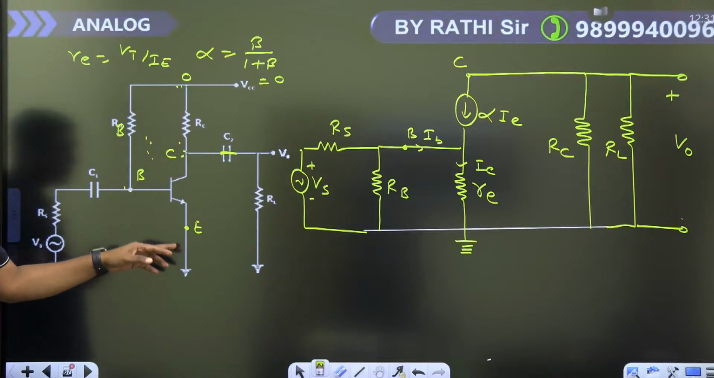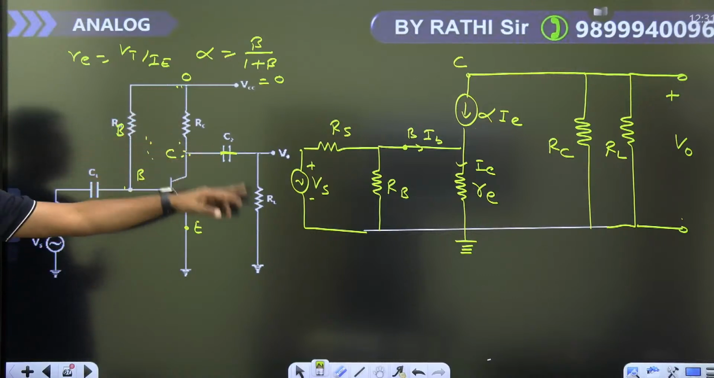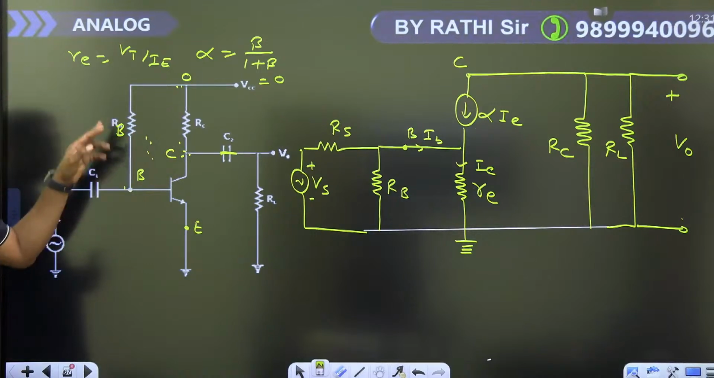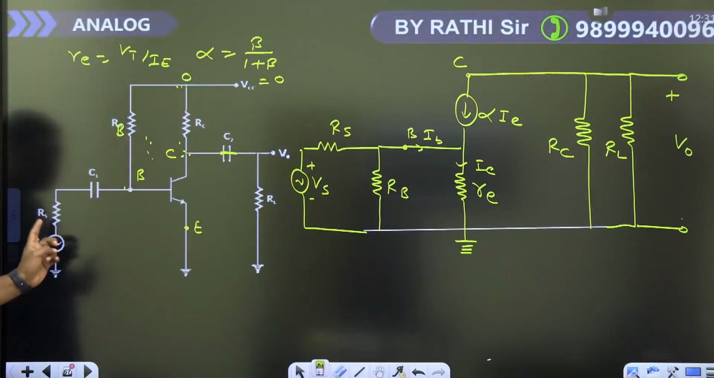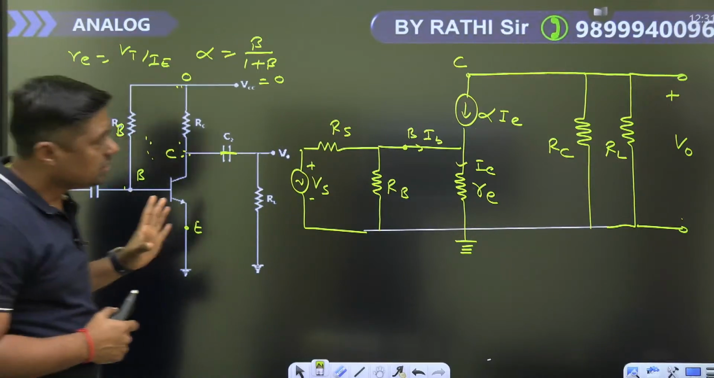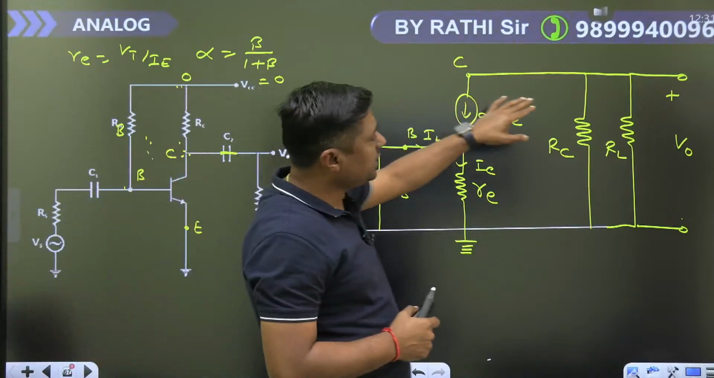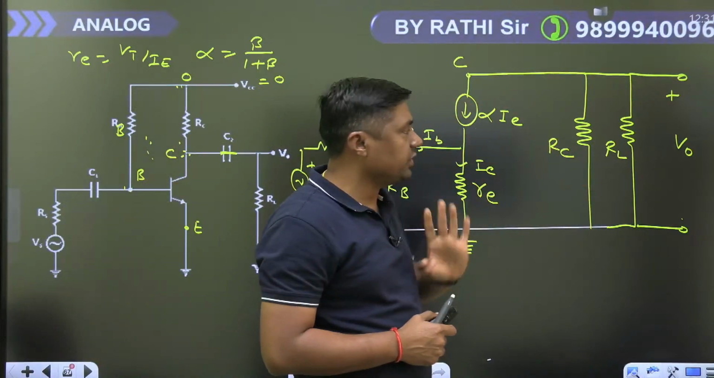Emitter is connected to ground, collector to ground RC, collector to ground RL, then base to ground RB, base to ground RS and VS. This is the alpha I, RC and what? RL, and that is the V naught.